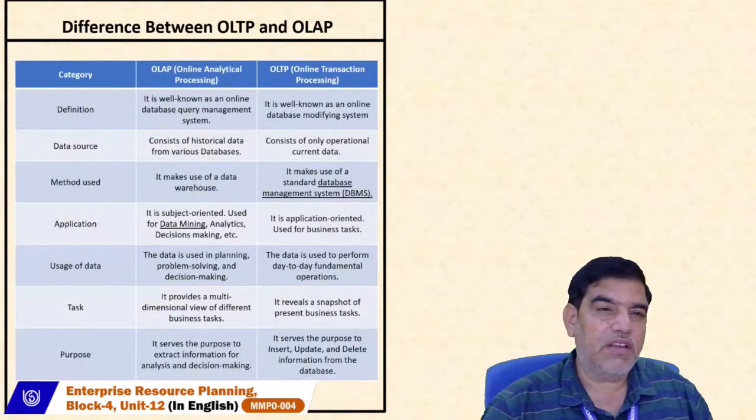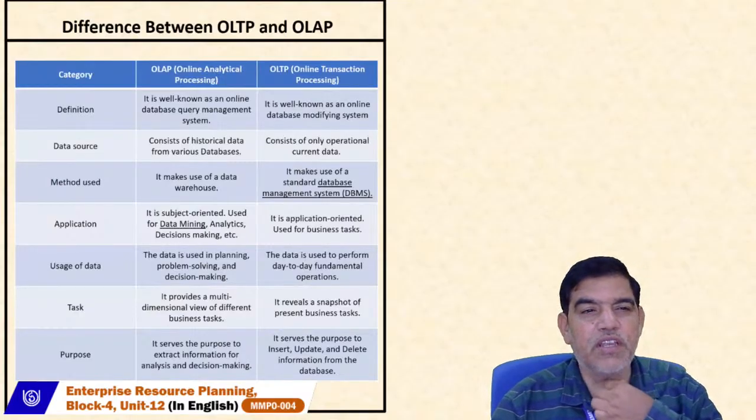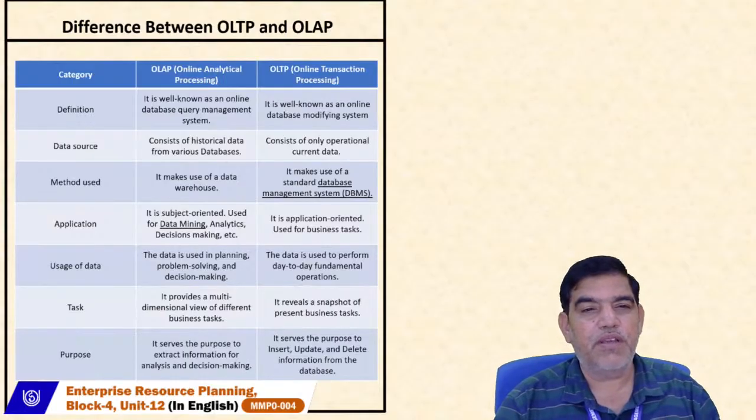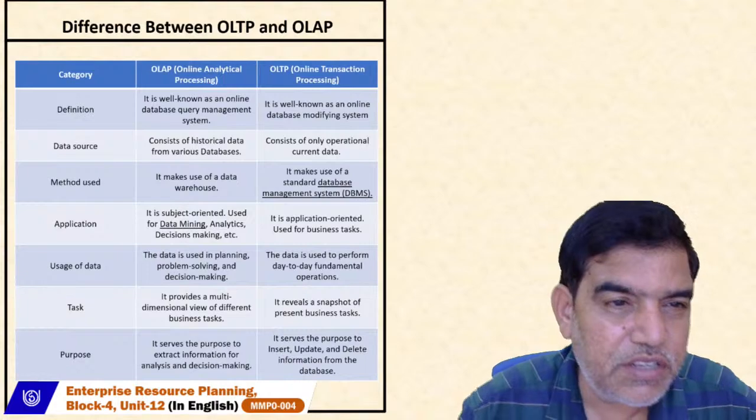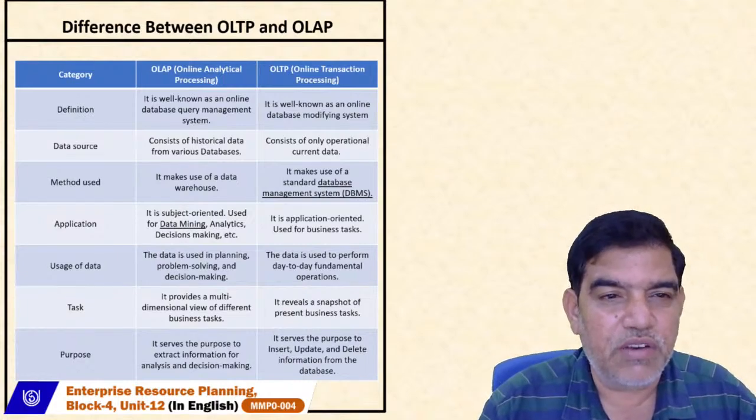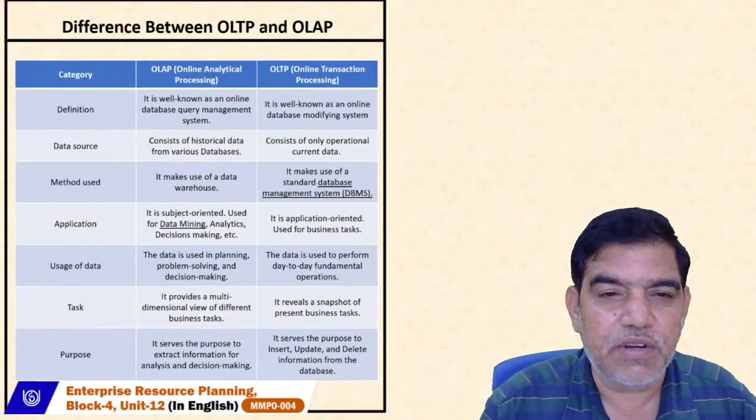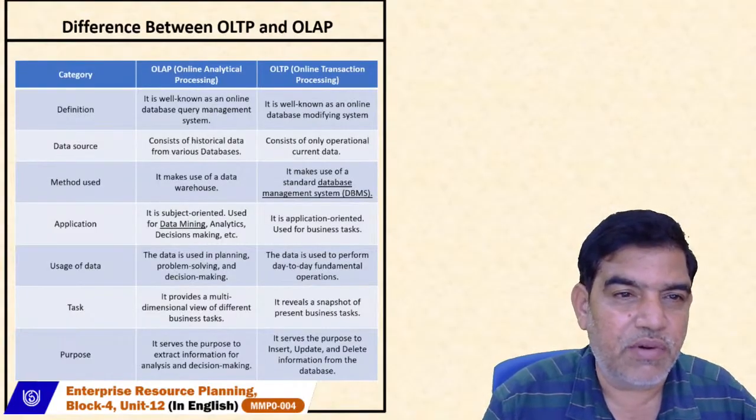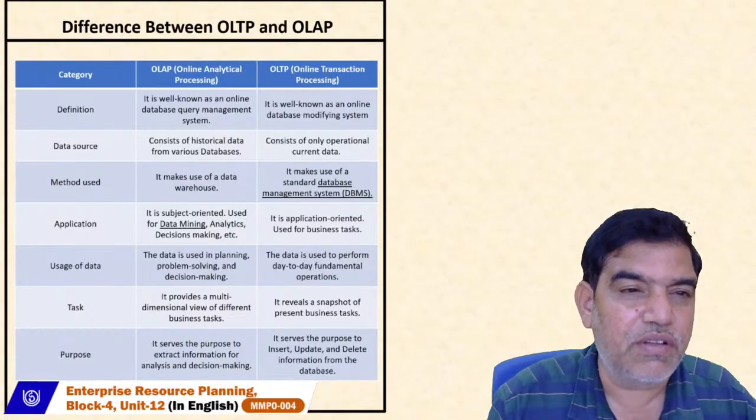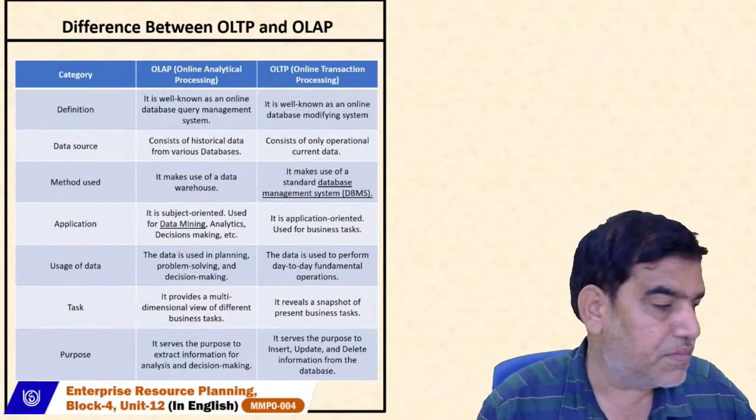So what is the difference between OLAP and OLTP? I'm mentioning three columns. One is your category, second one is your OLAP, online analytical processing, and third one is your OLTP, online transaction processing system. The key difference is that OLAP is well known as an online database query management system. OLTP is also well known as an online database modifying system. Meaning in OLTP we can modify the database, and OLAP is used only for the processing of data to generate patterns or for the decision making process.